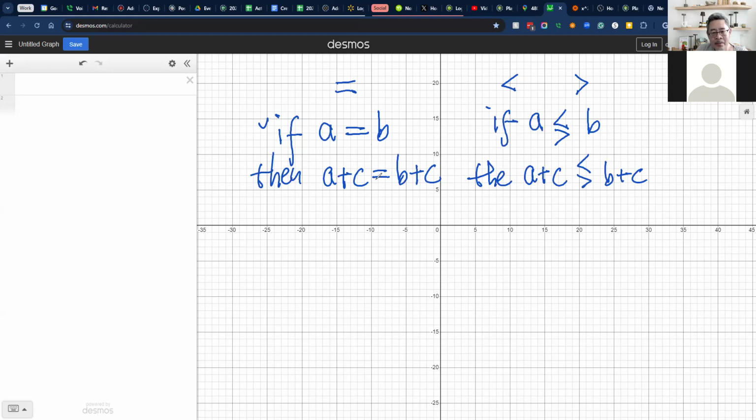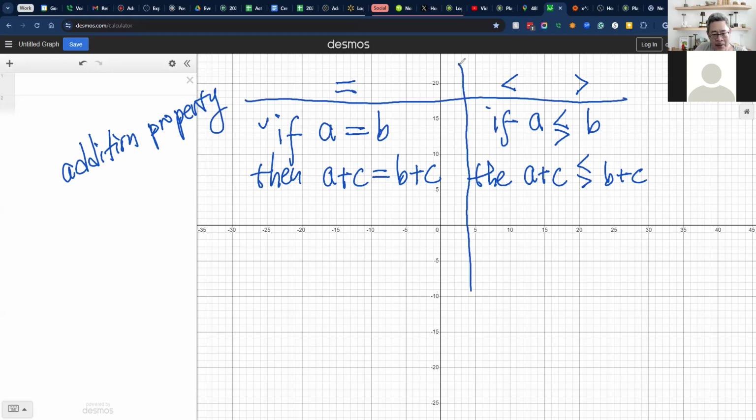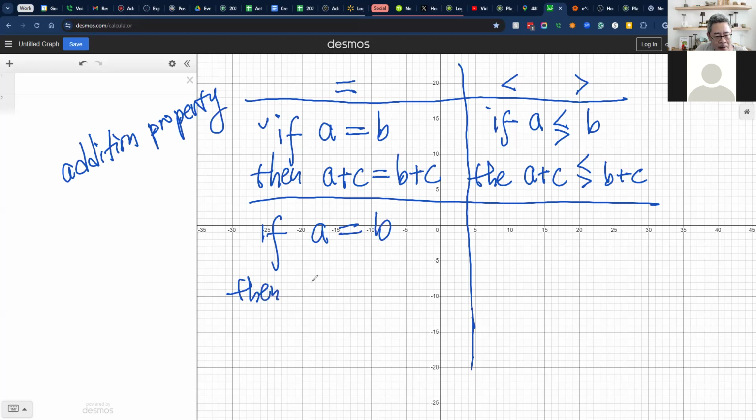Do you remember what this property is called? I don't remember. This is called the addition property of equality. Yes, I remember. So learning algebra basically is learning those rules. We need to know what they are called. And also if A equals B, then A times C equals B times C. And same thing here.